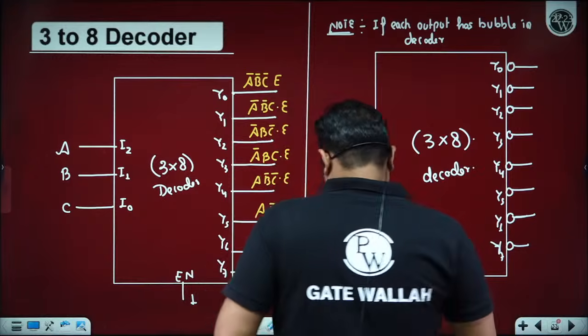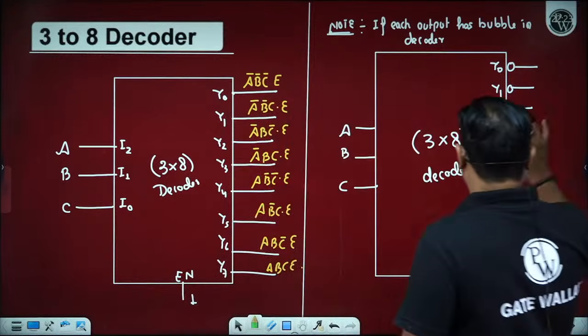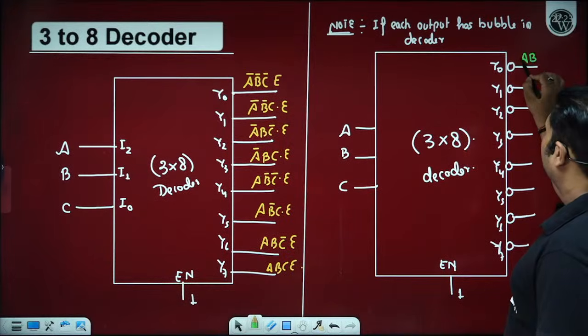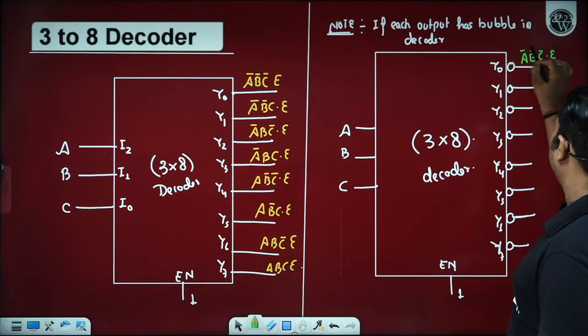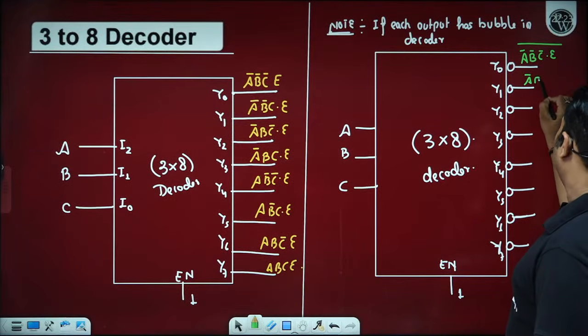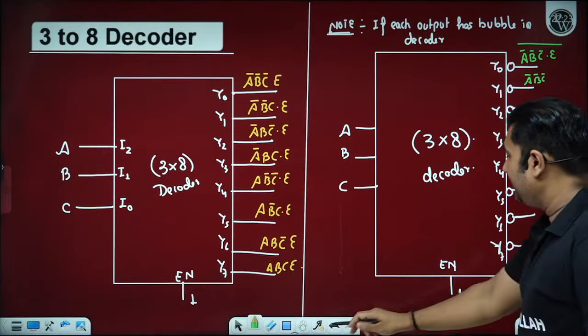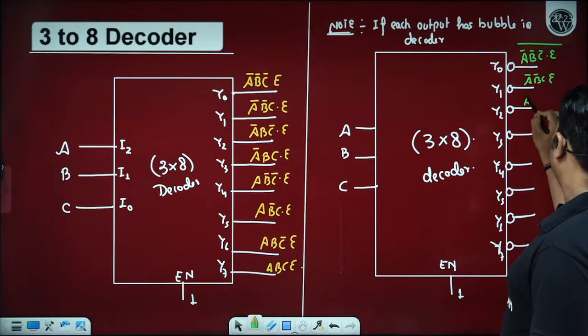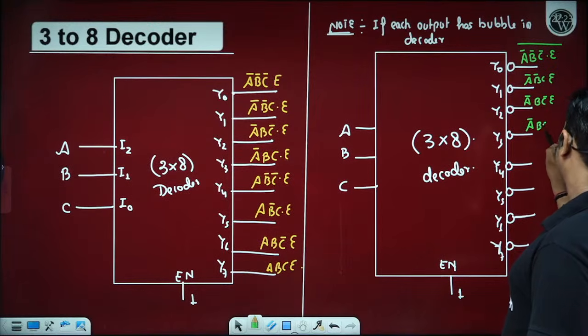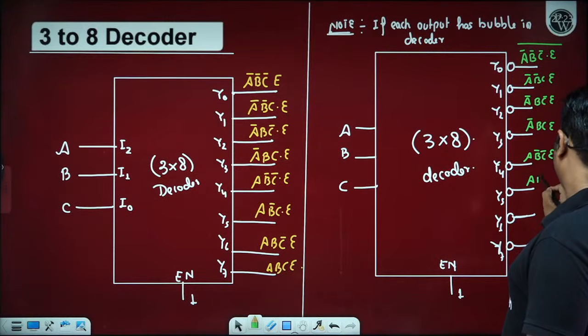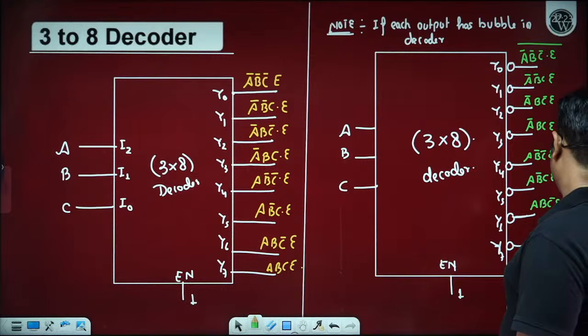Great, sir. So actually what we are getting here: A bar, B bar, C bar enable; A bar, B bar, C enable; A bar, B, C bar enable; A bar, B, C enable; A, B bar, C bar enable; A, B bar, C enable; A, B, C bar enable; A, B, C enable.